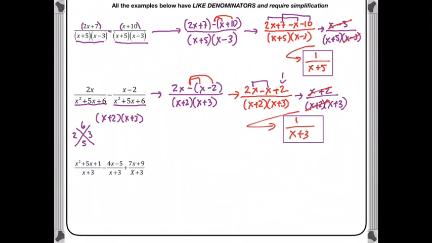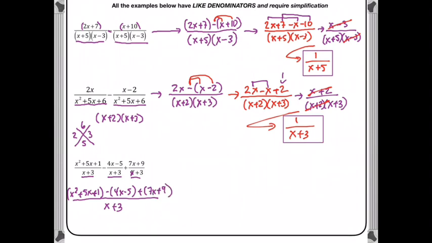Okay, and then finally we got a lot of stuff going on here. We got this business of x plus 3. And that's supposed to be a small x. I don't know why it's a big x there. But since it's a common denominator, we can rewrite everything over that one common denominator. And we got a lot to write up top because we got x squared plus 5x plus 1 minus 4x minus 5 plus 7x plus 9.